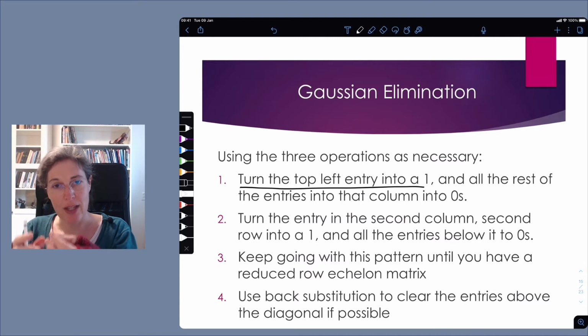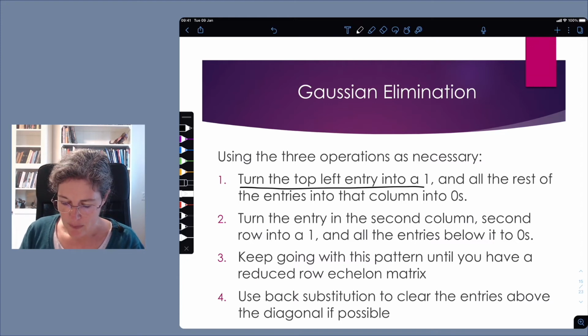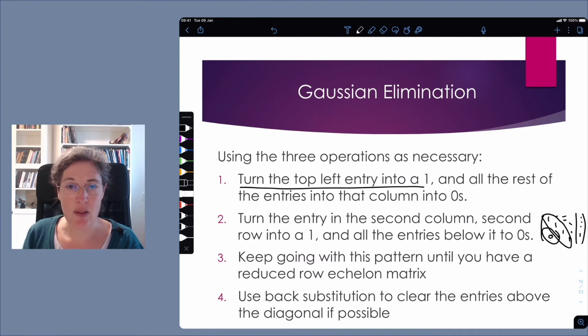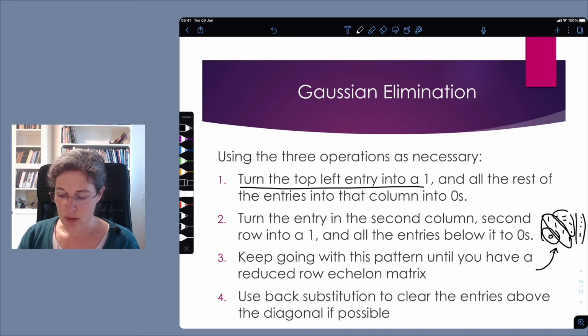And then you move on to the third column, third row, turn that into a 1, and if you had more rows, everything below that would become a 0, and you'd keep going until you have a pattern with 1, 1, 1, 1 all down the diagonal. Everything below is zeros, and you might have other stuff up here, and stuff on the other side. So the key thing is getting these ones if you can. We will see situations where you can't, but this is the goal. Once you've got to this form, which we call a row echelon matrix, then you deal with things above the diagonal and you clear those.